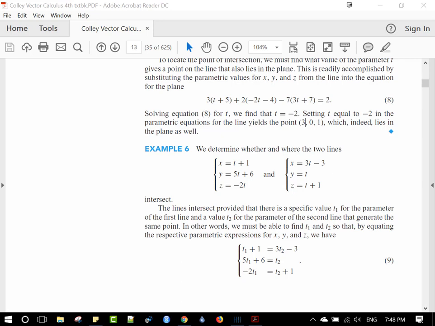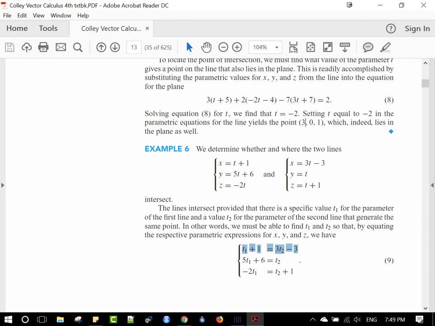But there should be a t1 and a t2 that give us the same x value. So that means that t1 plus 1 should equal 3t1 minus 3. That is this. And then you can do the same thing here and get this and this. So now we have three equations with two variables, t1 and t2. Now, there may not be a solution to this. You probably know that. But there might be a solution, and if there is, then there will be an intersection between these two lines.